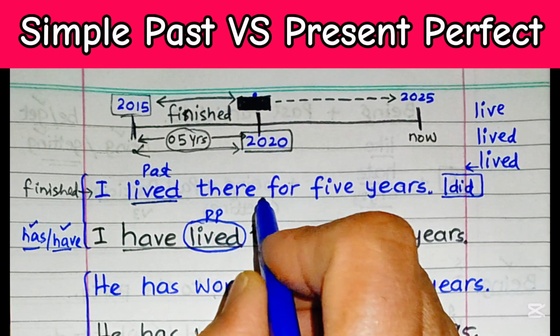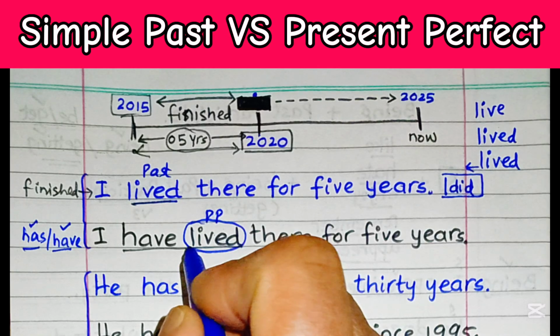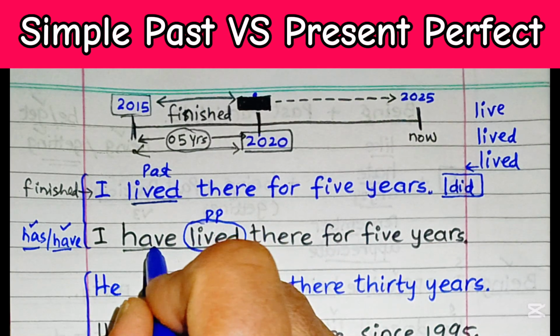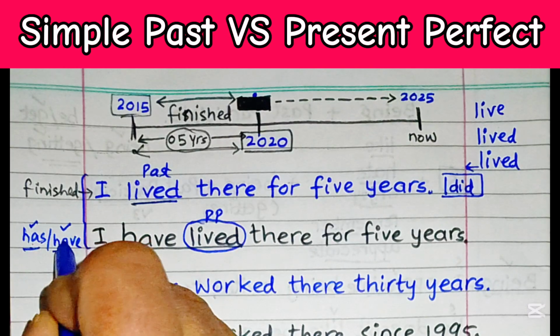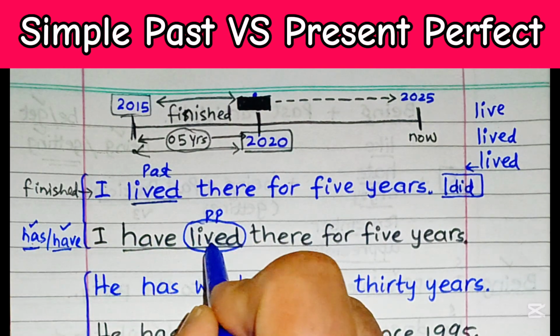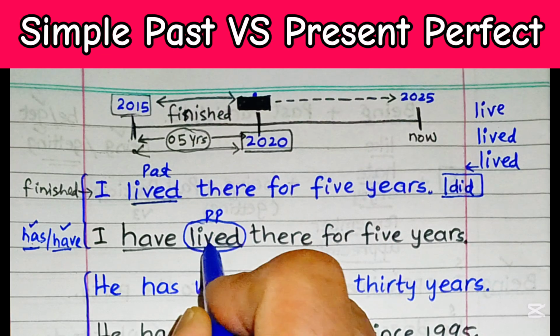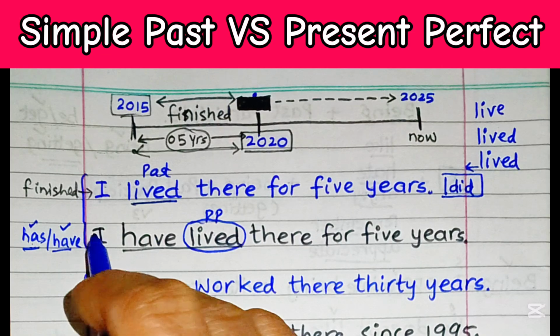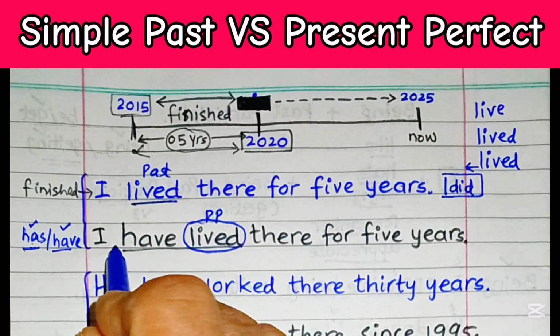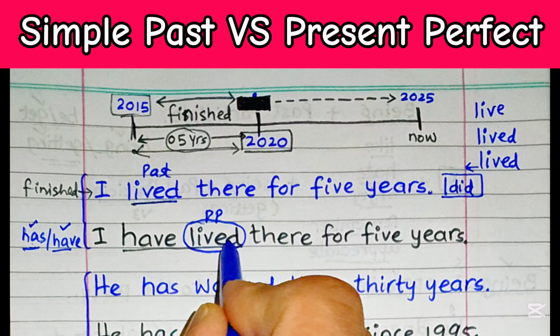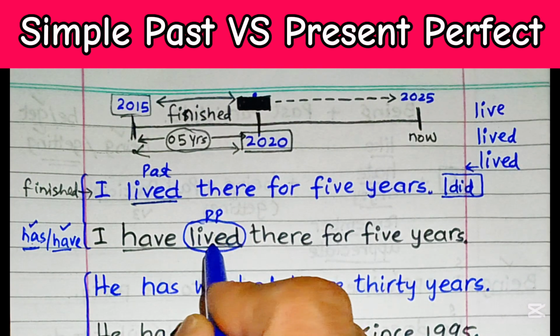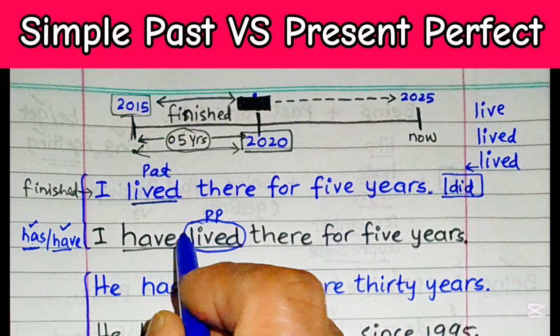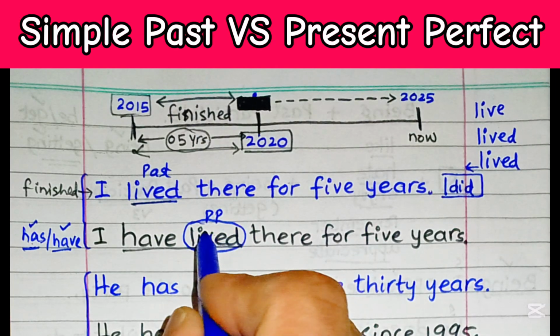When forming the present perfect tense, you always have has or have. These two are going to be there all the time, and then the past participle is going to be there. We use has or have for questions, and we may use both of them for negatives and affirmative statements as well. This is an affirmative statement. I have lived. You have lived. She has lived. He has lived. And then so on for the plural as well.